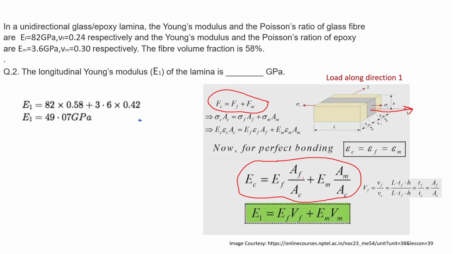Now, as we know that the ratio of the area of the fiber and the composite can also be written as the ratio of volume of the fiber and volume of the composite. Similarly, for area of matrix and area of composite, that will be volume of the matrix divided by volume of composite. Now, this volume ratio is known as the volume fraction. So the volume of the fiber divided by composite will become the fiber volume fraction, and that of matrix will become matrix volume fraction. Also, the sum of the fiber volume fraction and matrix volume fraction is equal to 1. So from that we can get the values of VF and VM.